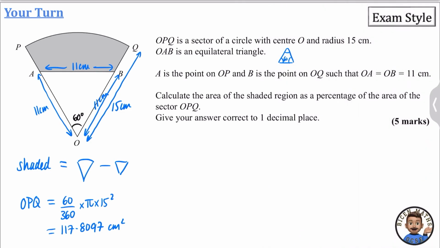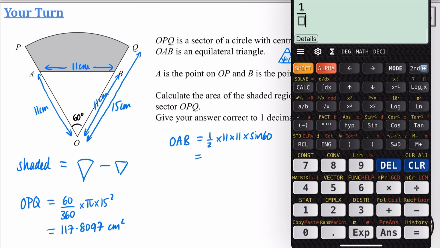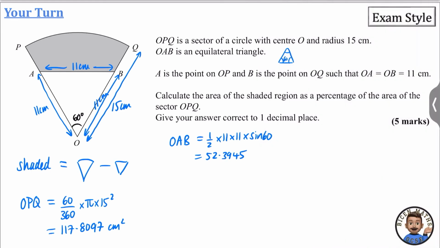Now we're going to try and find out what the area of the triangle is. The triangle is OAB, and it's going to be a half ab sine C. So it's going to be a half times the 11 times the 11 times the sine of 60. So let's calculate that as well. That's a half multiplied by 11 multiplied by 11 multiplied by the sine of 60, which is 52.3945.